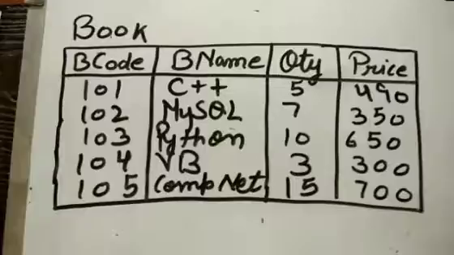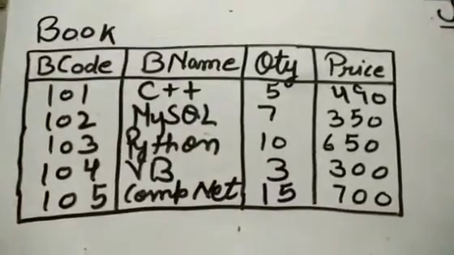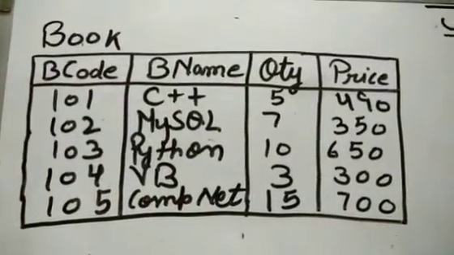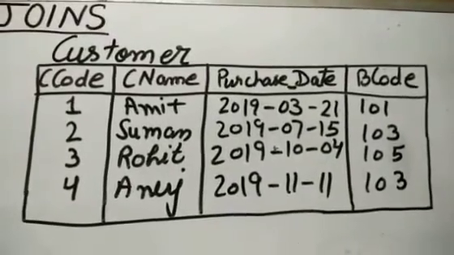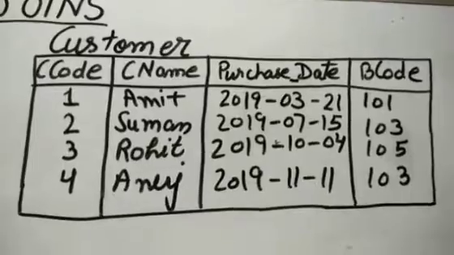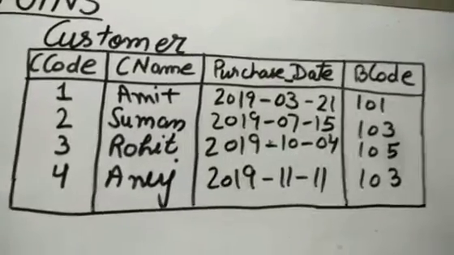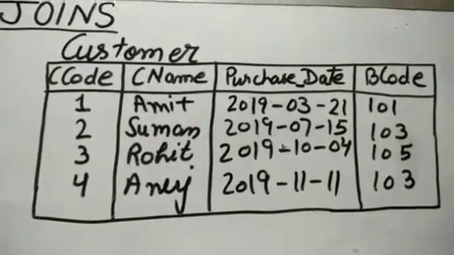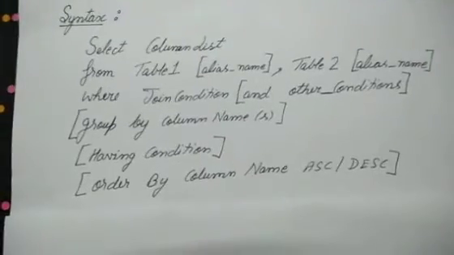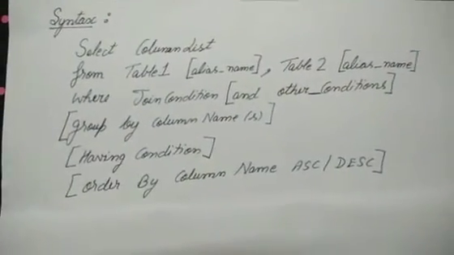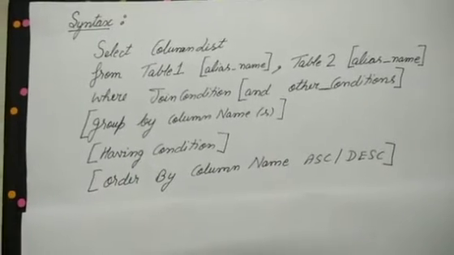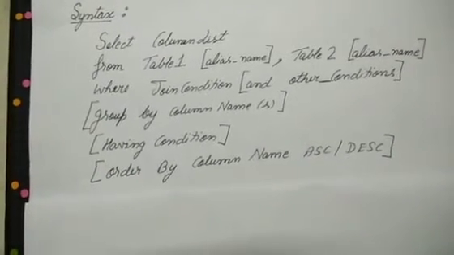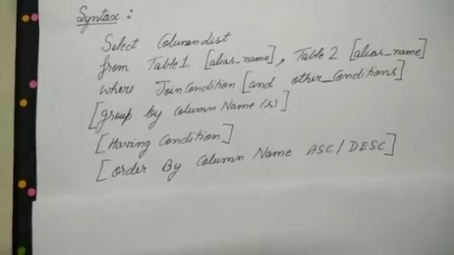For example, this is the book table: book code, book name, quantity, price. And this is the customer table: customer code, customer name, purchase date, book code. Now here, in these two tables, the common field is book code. That means now we can write a query combining these two tables, book and customer, because they have a common field, book code. And the query is called a join.